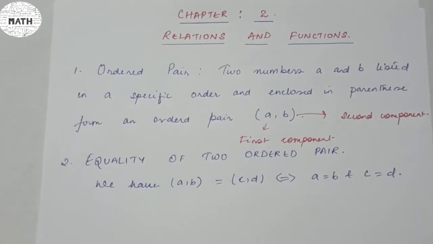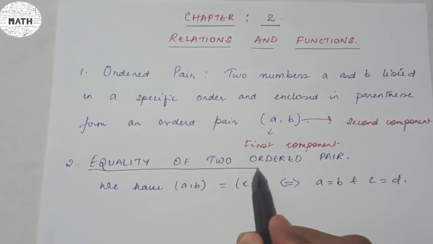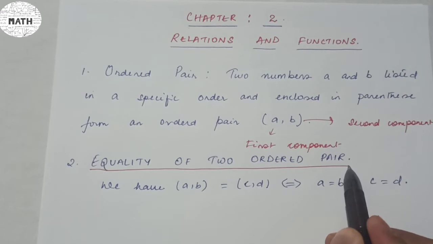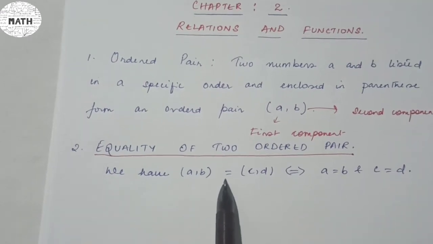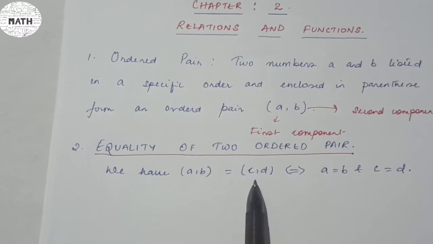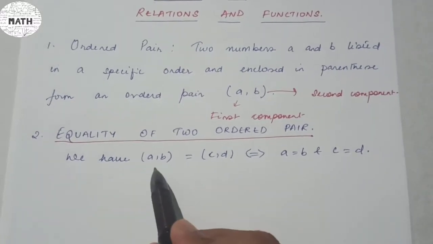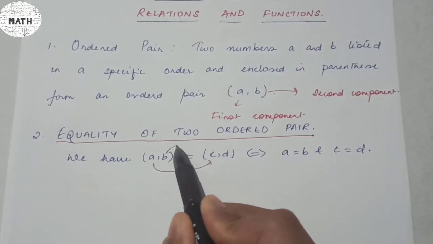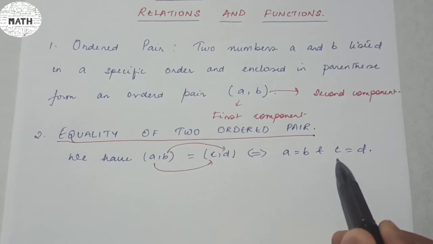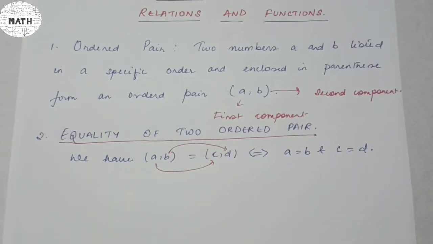And then comes the second topic, that's your equality of two ordered pairs. The equality of two ordered pairs is very easy. It's given that we have (a, b) is equal to (c, d). Remember, these two are ordered pairs because it's given in brackets, right? Then the first one will be equal to your first, so it implies that a is equal to c, and similarly the second one will be equal to your second, that's b is equal to d. So let us do some exercise regarding these two topics.